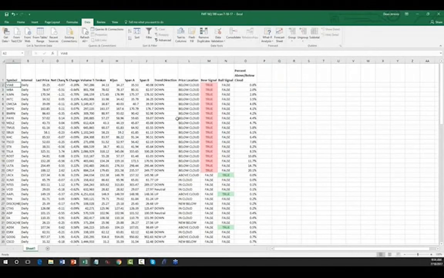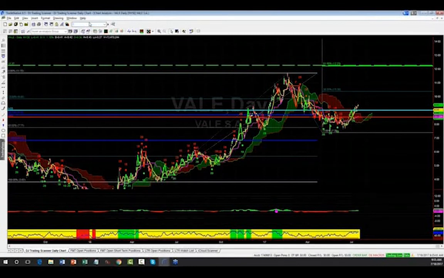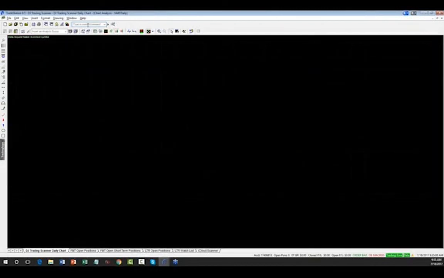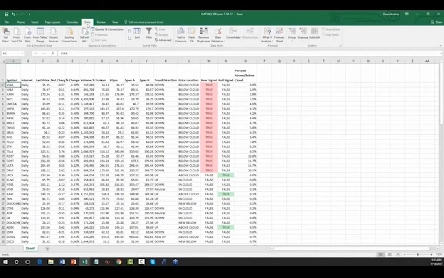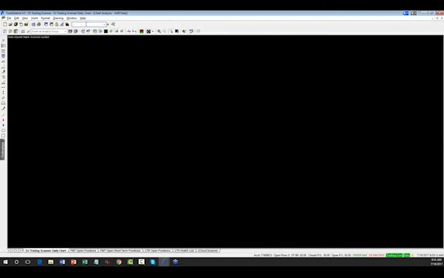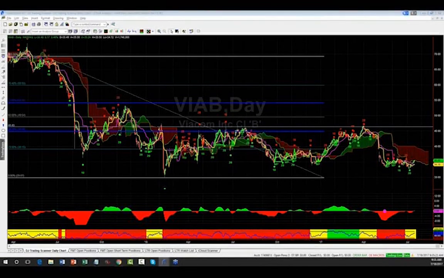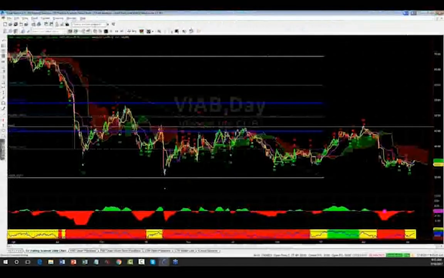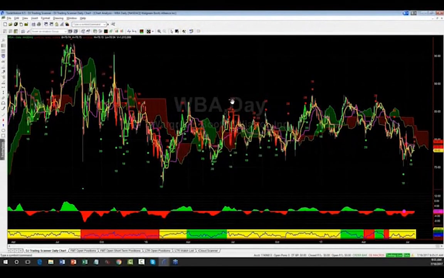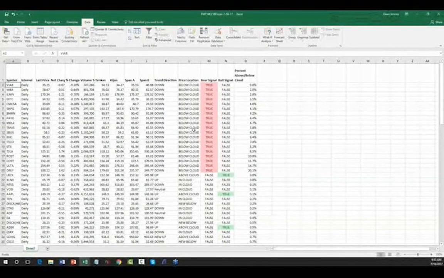So let's just go, VIAB. And I'll probably go a little slower because I'm going to explain why I like or don't like it. VIAB. Seriously? It'll take me longer to get the symbol up than it will to analyze it. So we were looking for a short trade. This is already in a downtrend for a long time. So no. WBA. That is a messy, chaotic chart. I wouldn't touch that with a 10-foot pole.